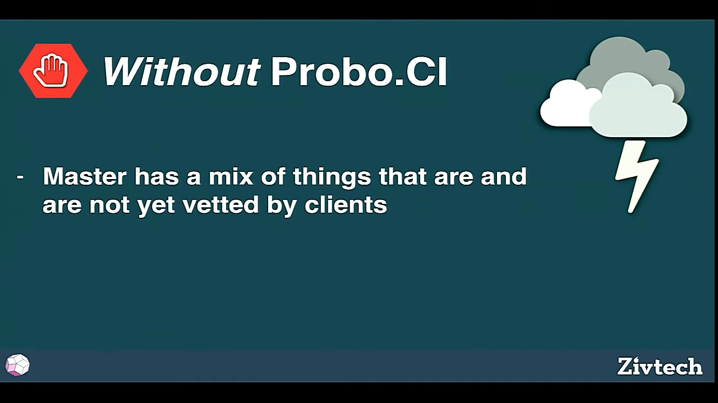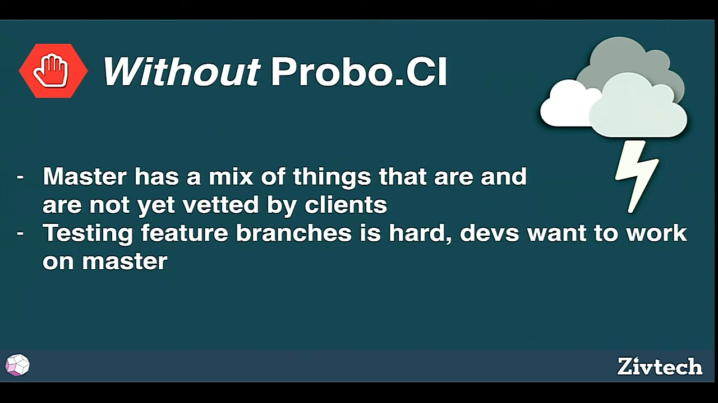So without Probo.CI, master always had a mix of stuff that was bad or not vetted by clients yet. Testing feature branches was always hard. Devs always just wanted to work on master, so if they were in a hurry, they'd work on master, and you'd have to smack some sense into them and say, always make a feature branch. And they'd say, but I just want to push it to dev and see if it's broken or not. I don't have this copy of the site locally.